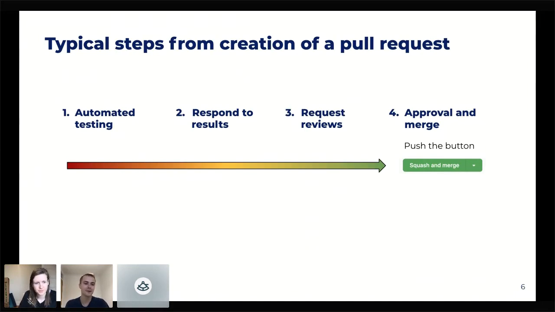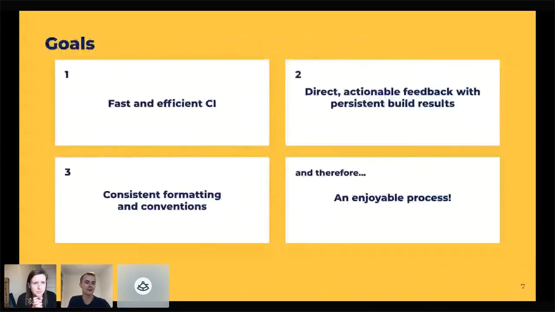Following these steps, I've narrowed down what I think are the 3 biggest goals that we wanted to work toward to improve this experience for our developers. So here they are. Number 1 is fast and efficient CI, and that's the headline of the talk, so I'll be talking about that first. Secondly, we really wanted to achieve direct and actionable feedback with some persistent build results, which you can view beyond the build process. And thirdly, consistent formatting conventions. There are a few ways that we solved that as well, which we'll talk about at the end.